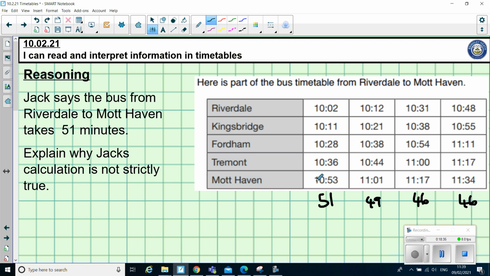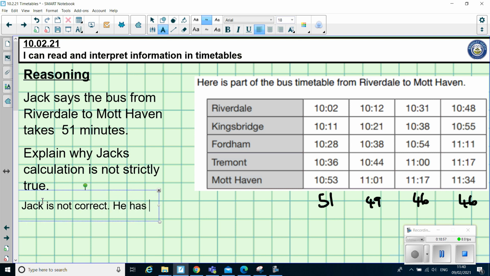I can see why Jack's not right then. All Jack's done is worked out how long that first bus takes, but the other buses take less time. So that's why he's not correct. So a detailed reasoning answer then would go into an explanation of that. So let's start off with: Jack is not correct.